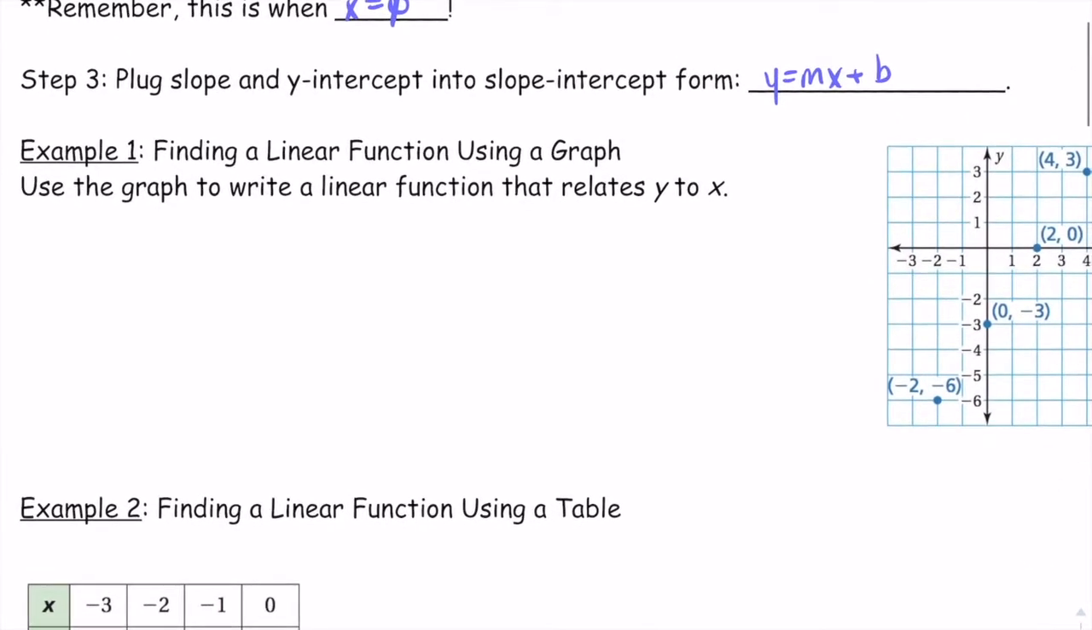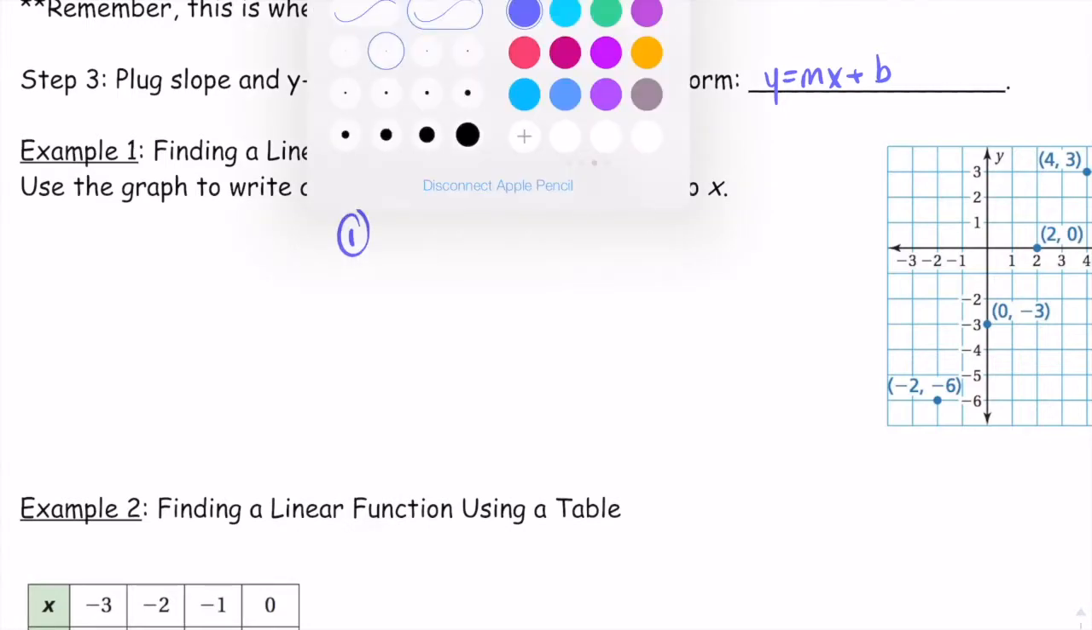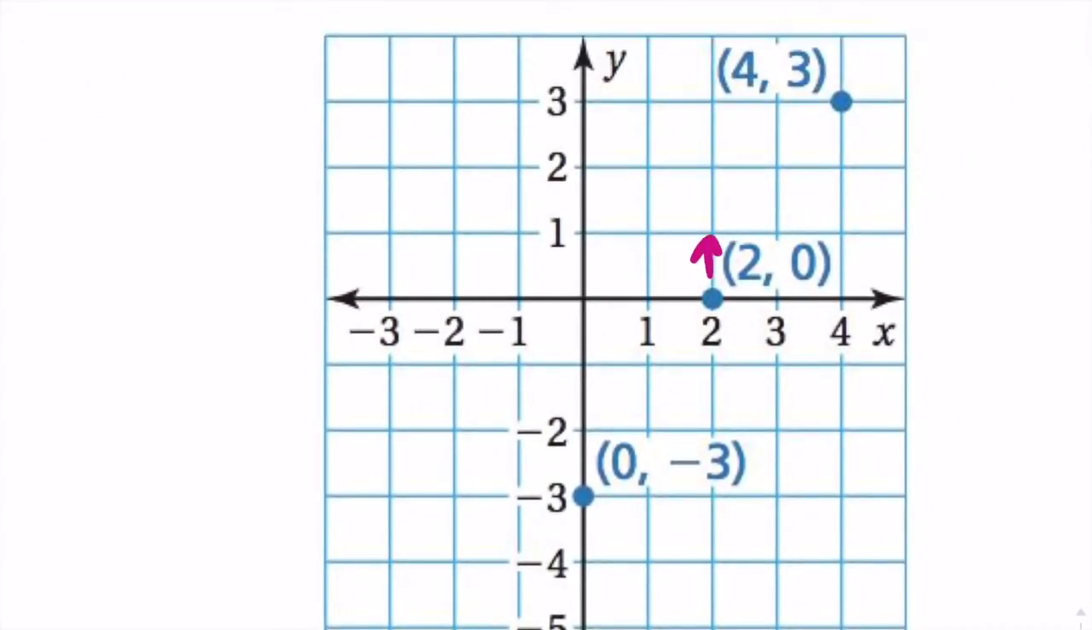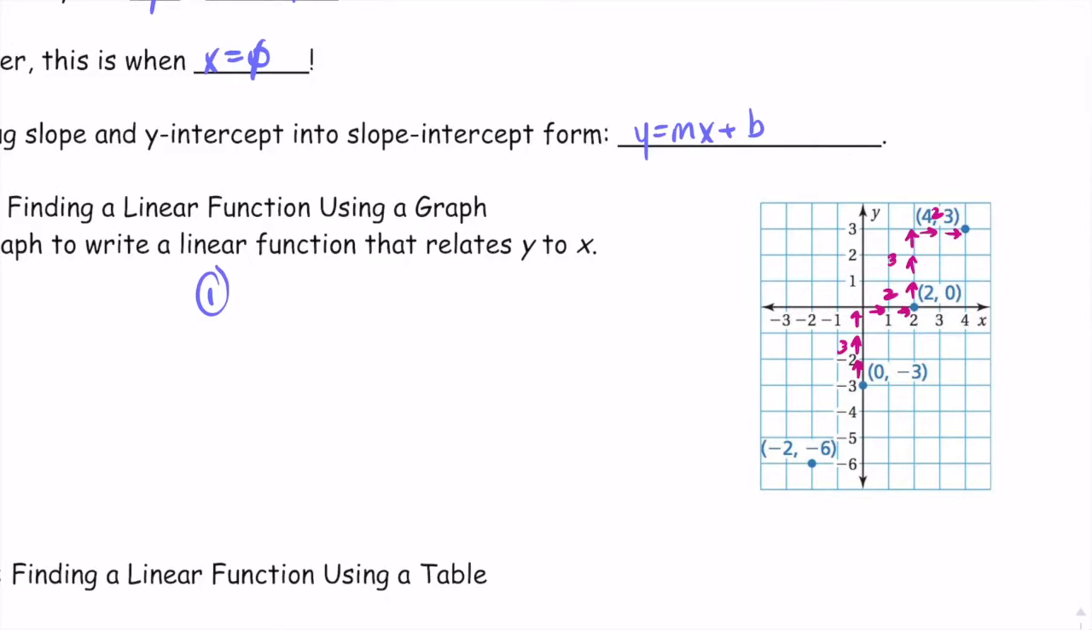All right. So let's do this first example together. Use the graph to write a linear function that relates y to x. So step 1, let's find the slope. Oh, why can't I write? All right, I'm going to use a different color. I'll use rise over run. So I'll go up 1, 2, 3 over 1, 2. So 3 over 2, just in case I'm going to check my work. So up 3 over 2. All right, so that means I counted correctly. So my slope is going to be m equals 3 over 2.